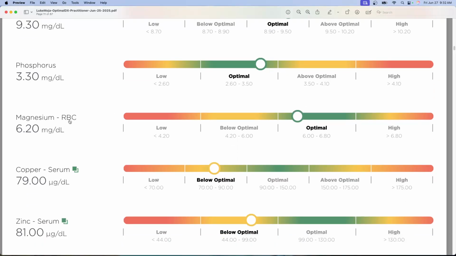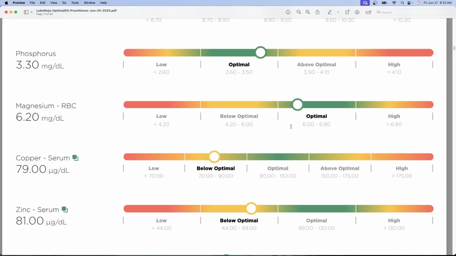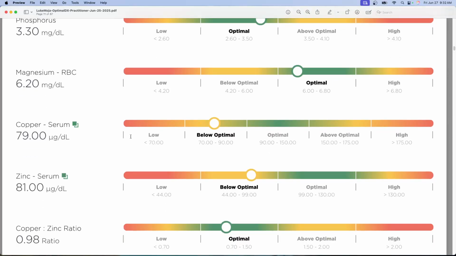Magnesium: you can see I tested red blood cell magnesium as opposed to just a typical serum magnesium. I think the red blood cell test gives you a better idea of what's actually going on in the cell, especially with magnesium. You can see that's in the optimal range there, just above 6. So the magnesium's looking good.